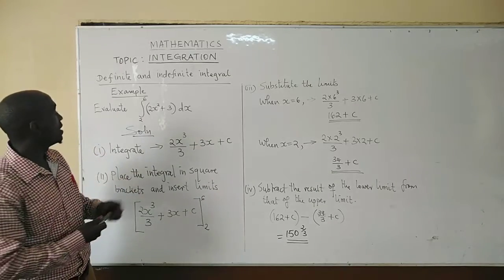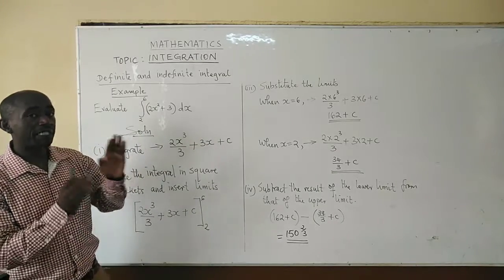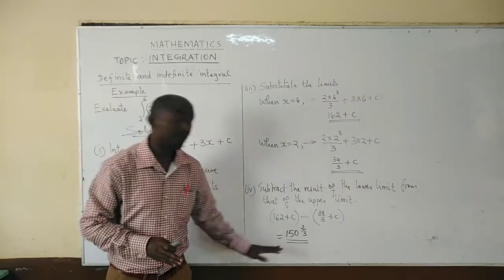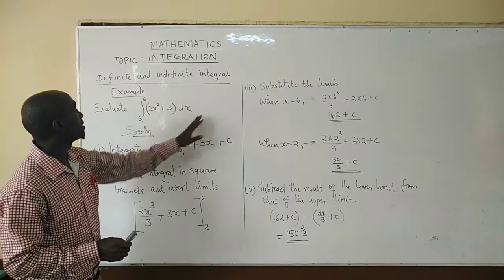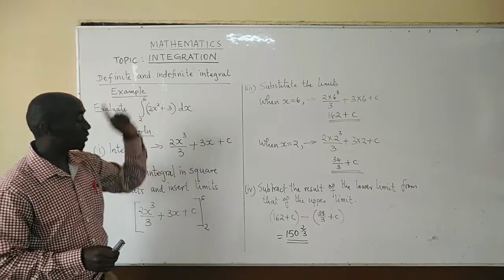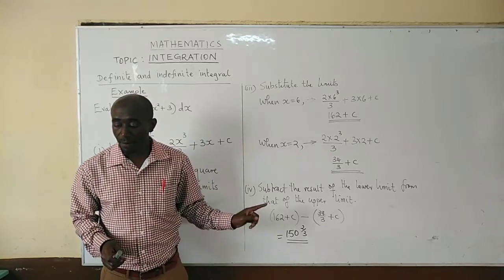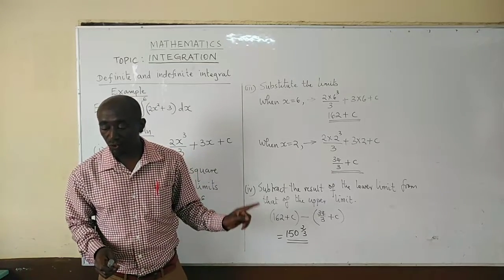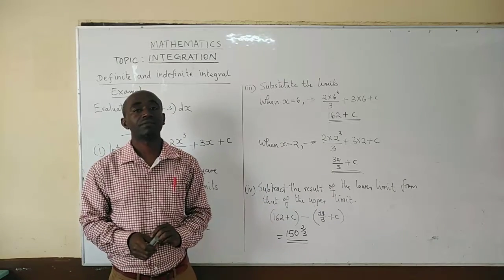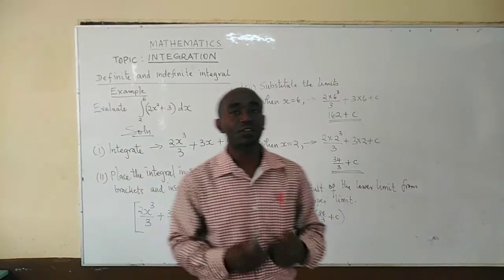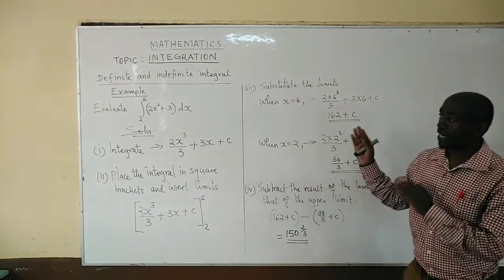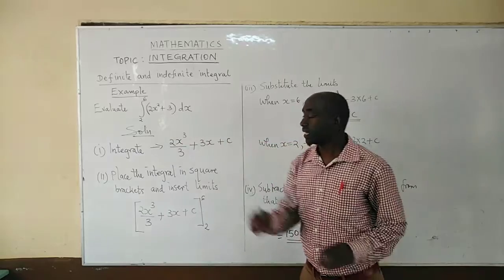Remember, I said for definite integral, we get a particular answer, which is a constant. And that is what we are getting. So if we evaluate this, we are going to get 150 and 2 over 3. That is how we find definite integral. Definite integral gives you a particular answer. So my dear learner, those are the steps when we are dealing with a definite integral.